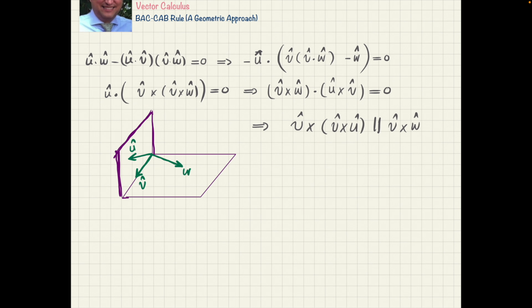But if I ask you, what can I write for this? I can use the BAC-CAB rule for this case that two vectors are the same. So I can say that v times u dot v minus u, instead of this expression, I can write this, is parallel to v cross w. But I know that v and w are non-parallel, so this is a non-zero vector.